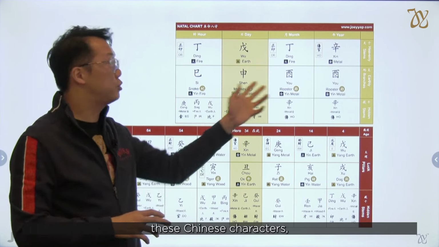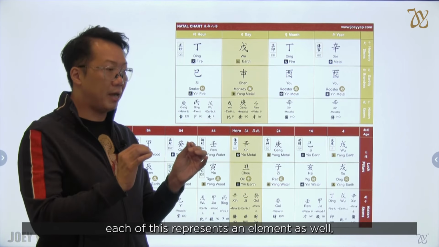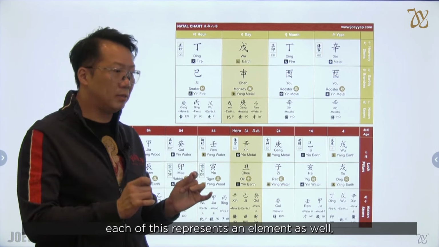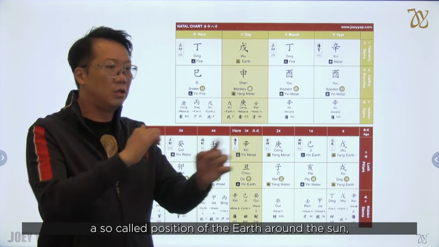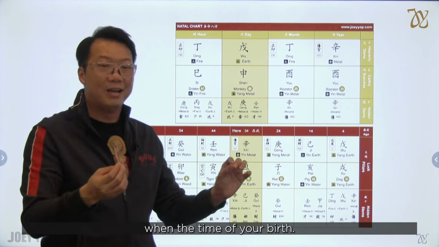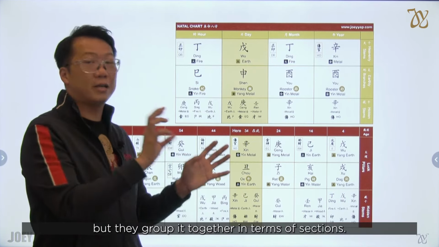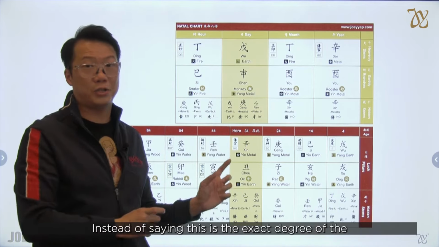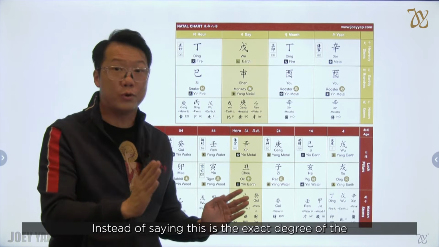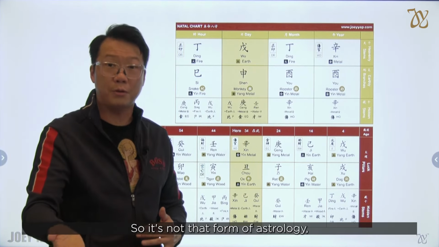Now, these are Chinese characters. Each of these represents an element as well as a so-called position of the earth around the sun at the time of your birth. So it's actually astrology, but they group it together in terms of sections instead of saying this is the exact degree of the sun and the exact degree of Jupiter. So it's not that form of astrology.